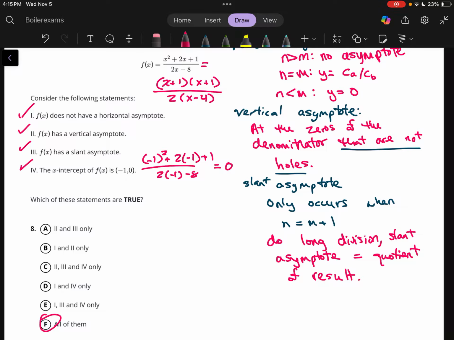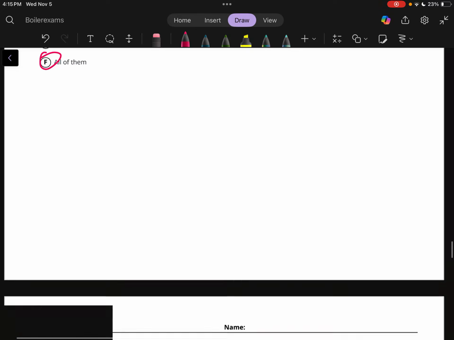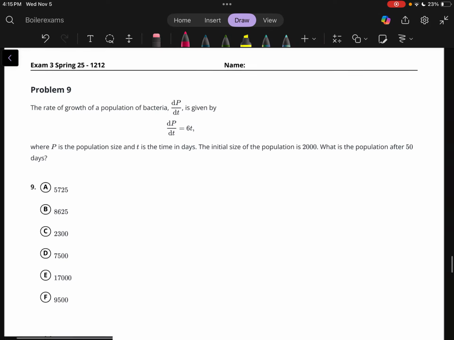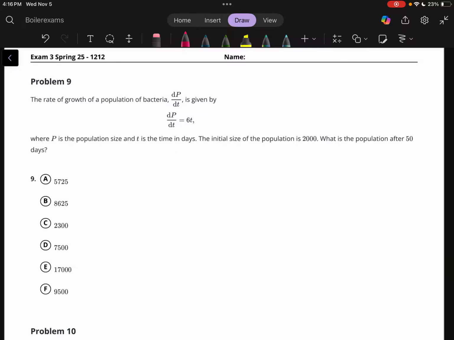Okay, moving on to question 9. Question 9 says the rate of growth of a population of bacteria is given by dp/dt equals 6t, where p is the population size and t is time in days. The initial size of the population is 2,000. What is the population after 50 days?